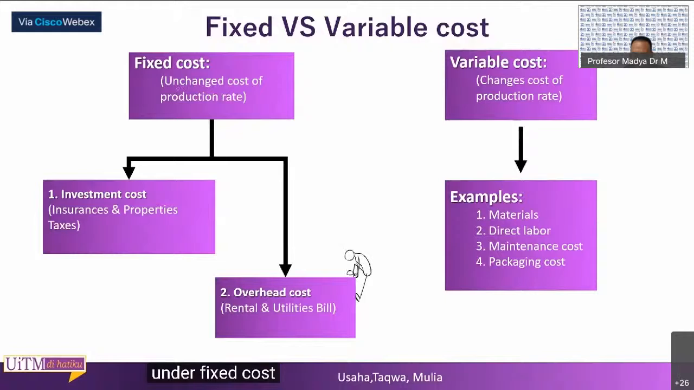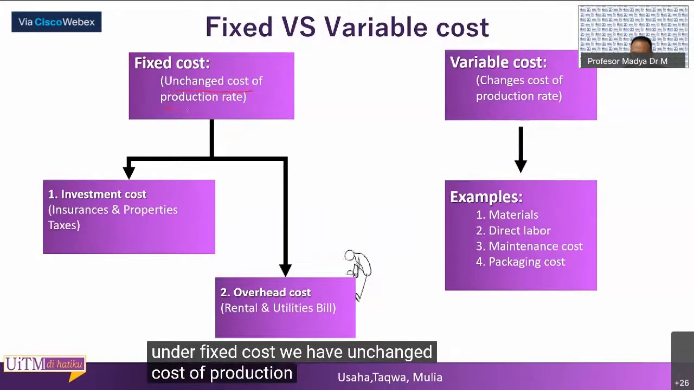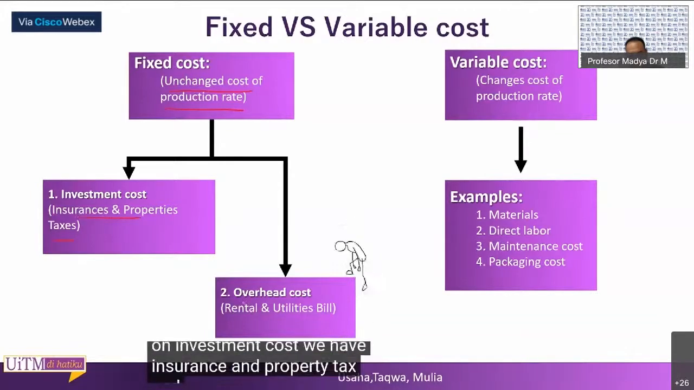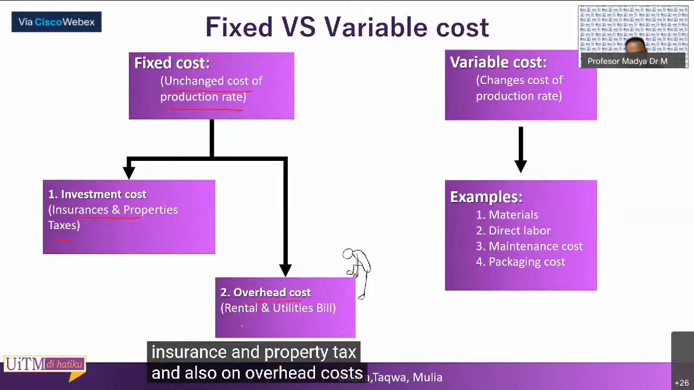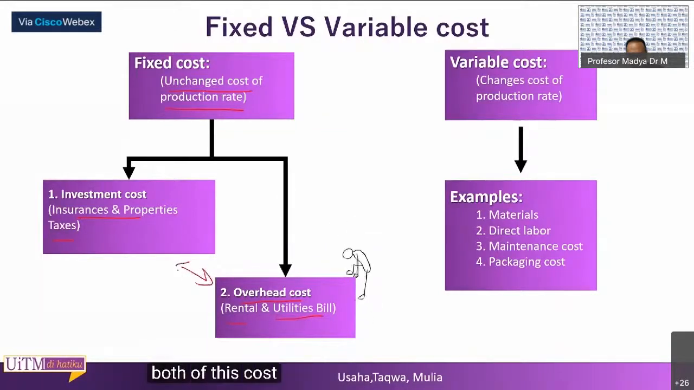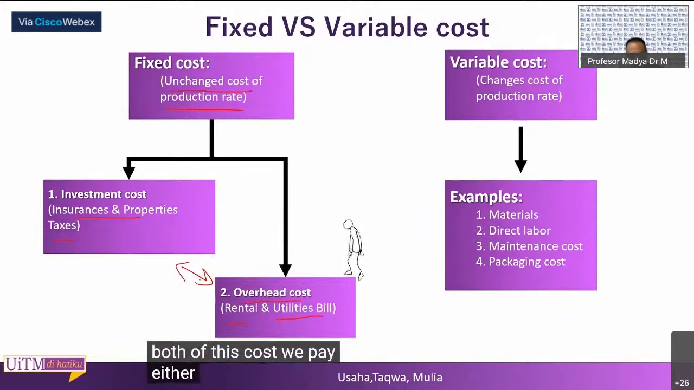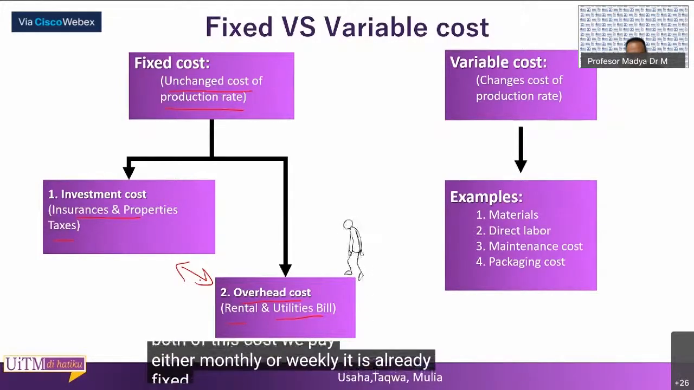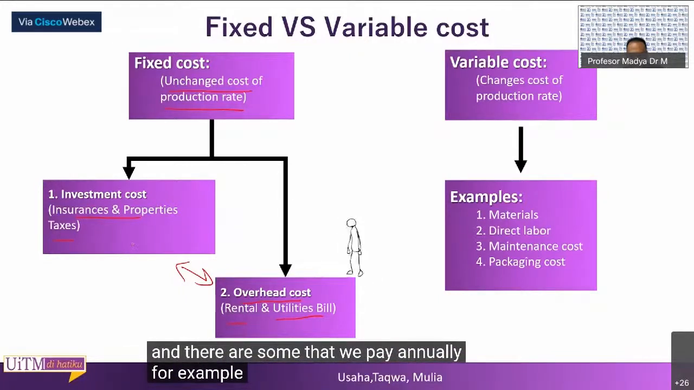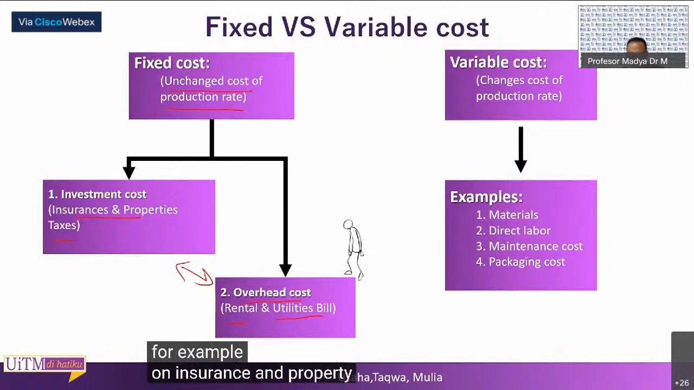Under fixed cost, we have costs unchanged by production rate. For example, on investment cost, we have insurance and property tax, and also on overhead costs, for example, rental or utilities bill. Both of these costs we pay either monthly or weekly. It is already fixed. And there are some that we pay annually, for example, insurance and property tax.